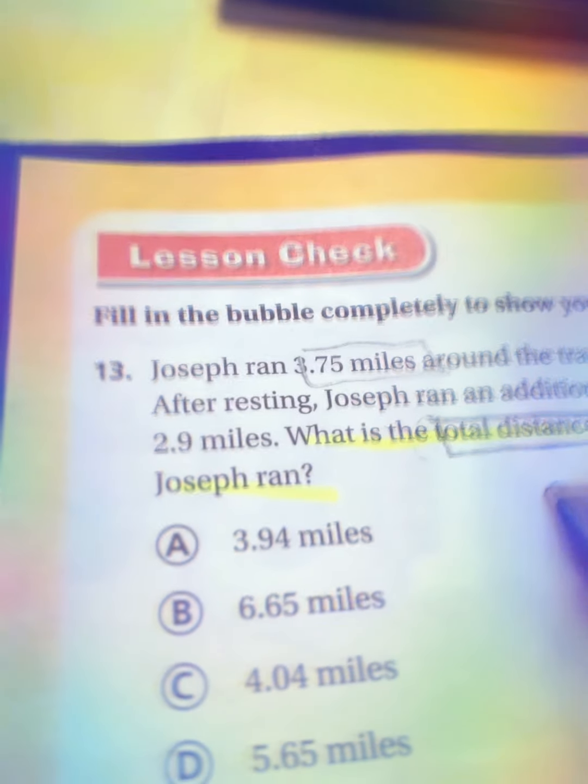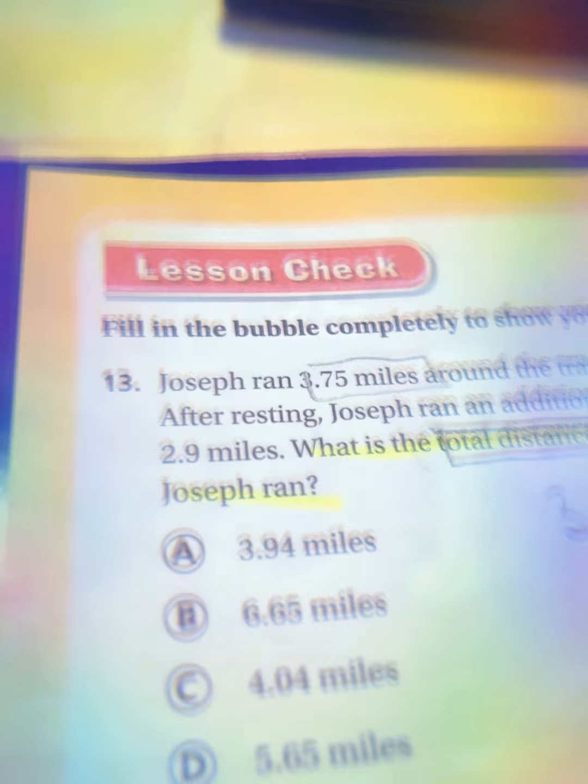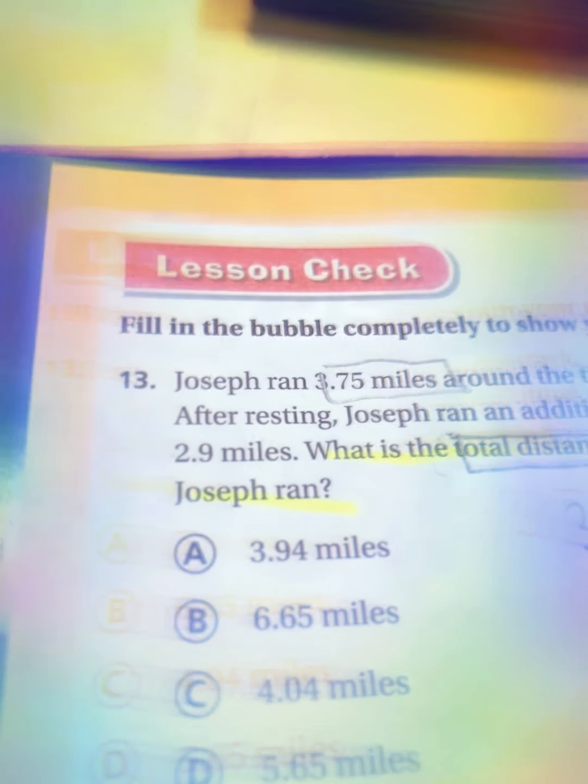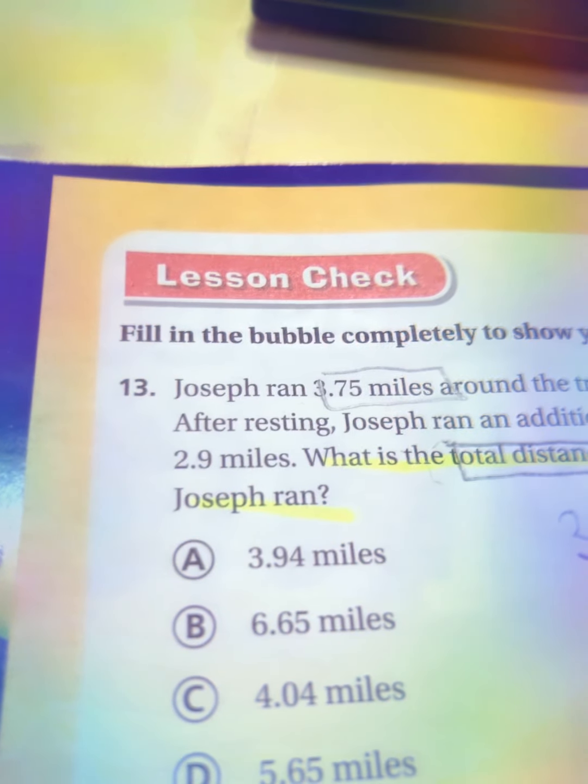So I need to find the total distance that he ran. So I'm going to go ahead and box in total distance, and I'm going to use a pencil in case I make a mistake. Now I'm going to go back up and find my important information. Joseph ran 3.75 miles, so 3.75 miles is a number. So I'm going to write down 3.75 miles. After resting, Joseph ran an additional 2.9. So I'm going to write down 2.9. And they want to know the total distance.